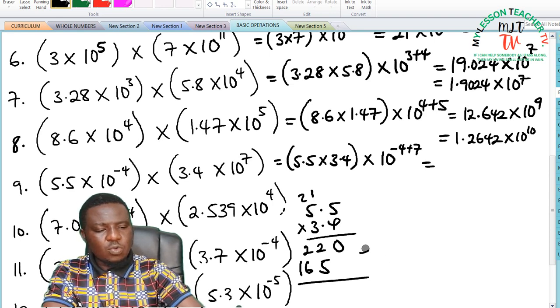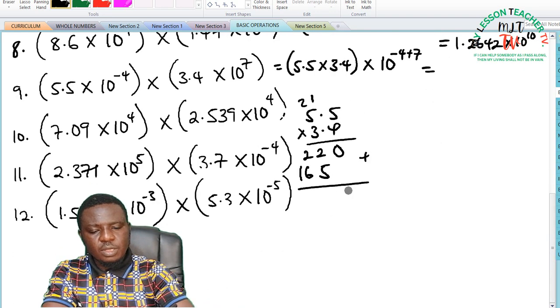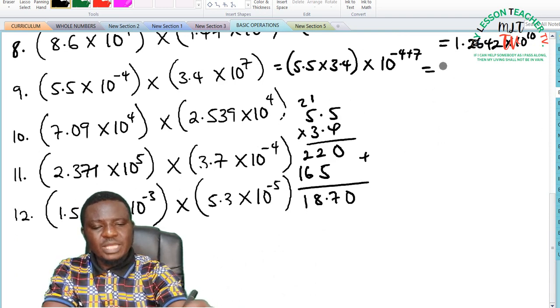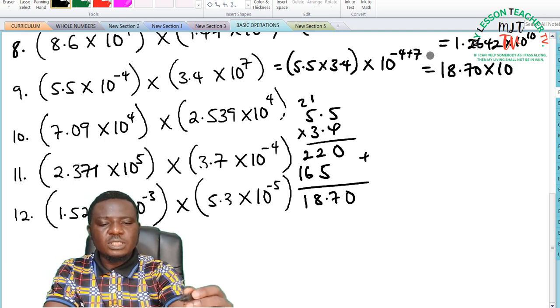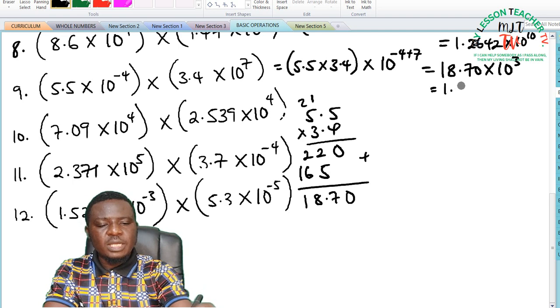So this is equal to 18.70, 2 places of decimal, and this is said to be 18.70 times 10 raised to the power of minus 4 plus 7 is 3. Expressing this in standard form, we have 1.87 times 10 raised to the power of 4.